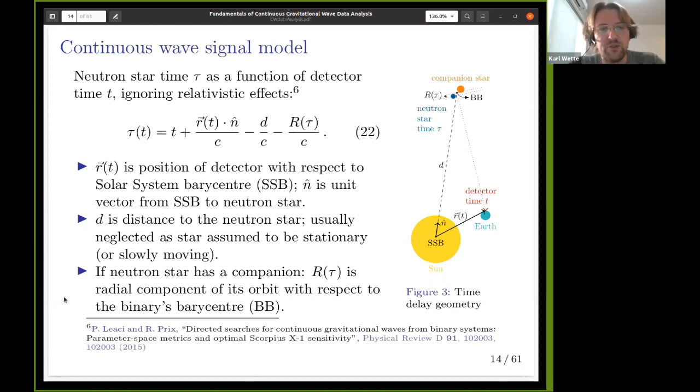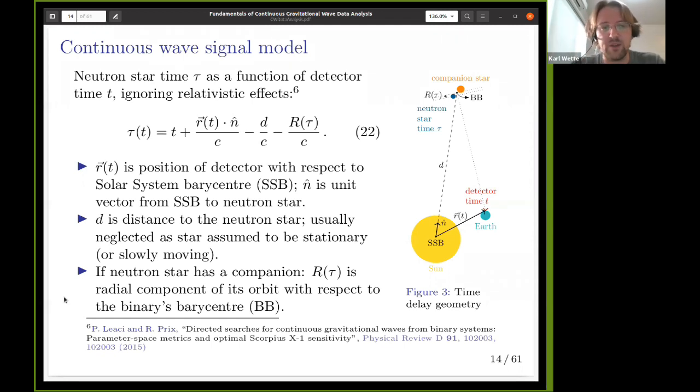If we write our neutron star reference frame time tau as a function of our detector time t, we have the equation given in 22, where first we just have t, and then we have a couple of terms which mean different things. The first term has a vector r dot product with a unit vector n, divided by c. That's probably the most important term, and it accounts for the fact that our detector is on Earth, and the Earth is rotating.